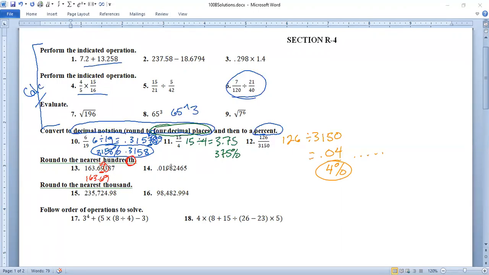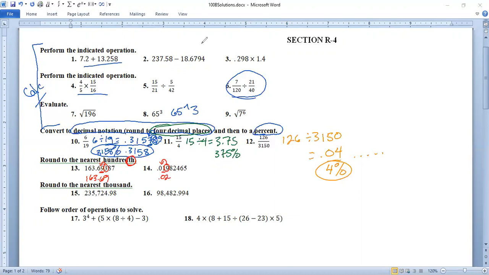All right, the next one, number 14. Nearest hundredth is right here, so we look at the next digit. And that is bigger than a 5. So that's going to turn that digit to a 0.02. And we don't need to write down the zeros after the decimal.